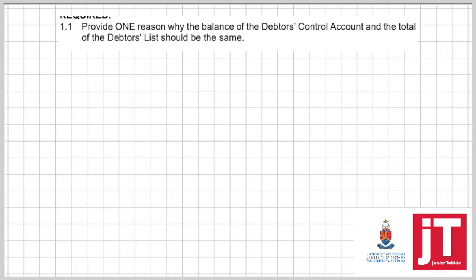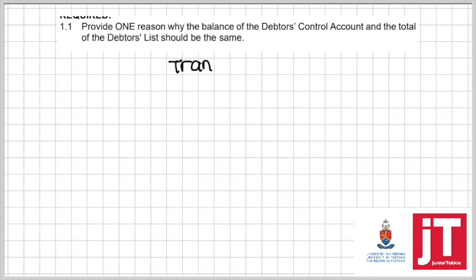account. A common question asked in tests and in exams is, provide one reason why the balance of the debtors control account and the total of the debtors list should be the same. In other words, why should it be equal?